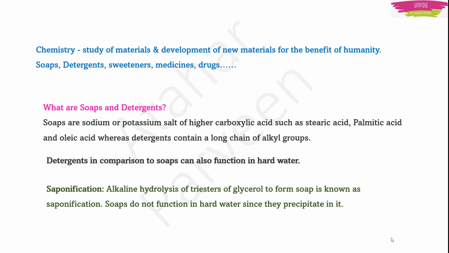Now how are soaps made? There is one process named saponification. What is it? Saponification is the alkaline hydrolysis of triesters of glycerol to form soap. They form soap by using alkaline hydrolysis of triesters of glycerol. This process of making soaps using alkaline hydrolysis of triesters of glycerol is known as saponification.